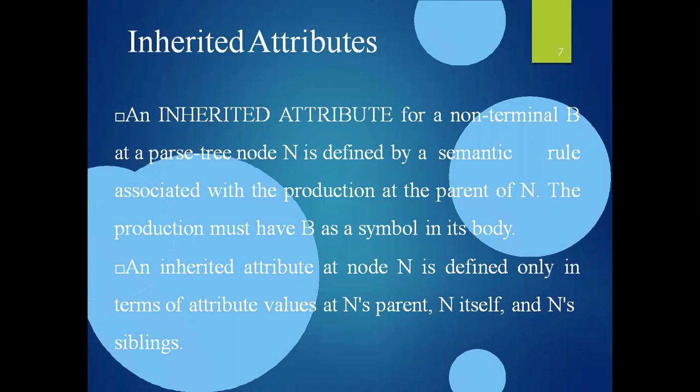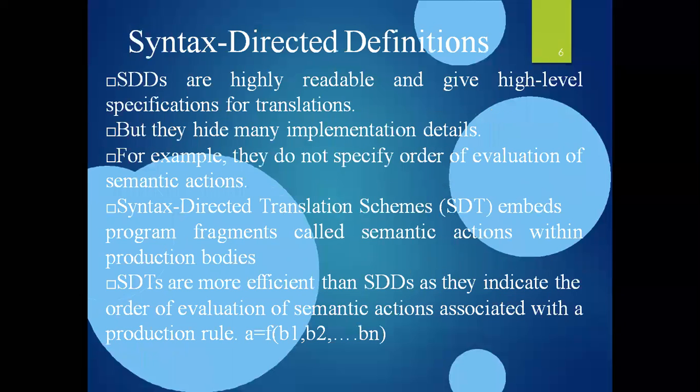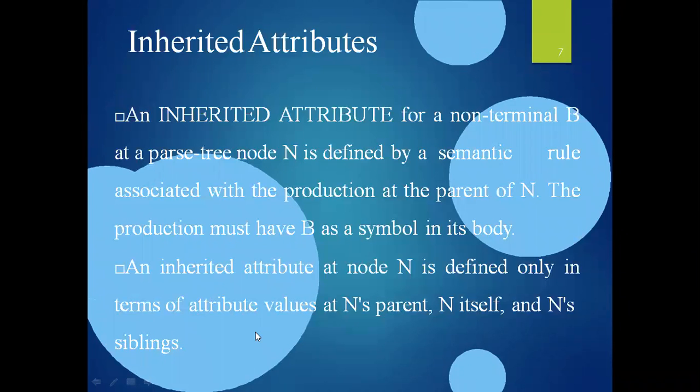And what is the definition of inherited attributes? See, I am defining an inherited attribute for the attribute A. A is an inherited attribute now, and the value of A is computed from the values of the attributes at the siblings and the parent of that node. Is it clear now?